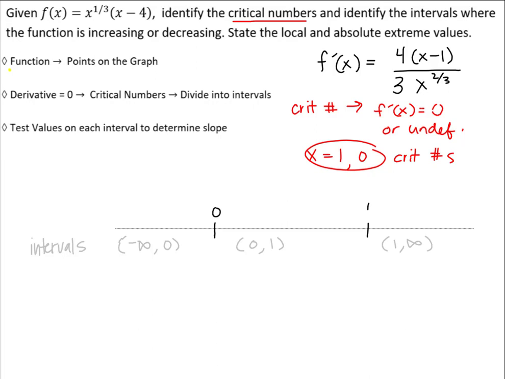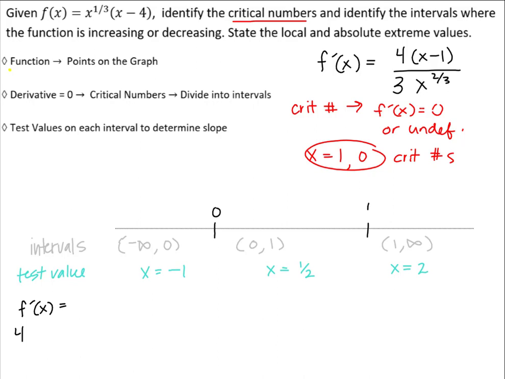Now, I want to choose a test value on each interval, and it can be any number I want, just within reason. So a number that is less than 0 could be negative 1,000,000. I'm going to choose negative 1. A number between 0 and 1, unfortunately, we have to choose a fractional value here, and then a number greater than 1, I might choose x equals 2. So I have 3 test values. And of course, I want to test these test values in my derivative.